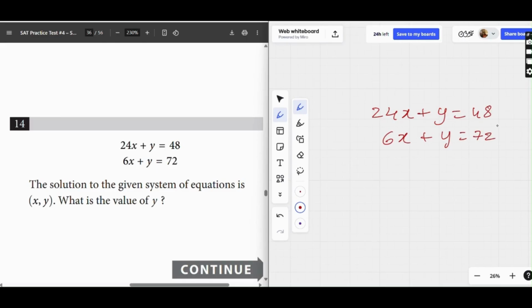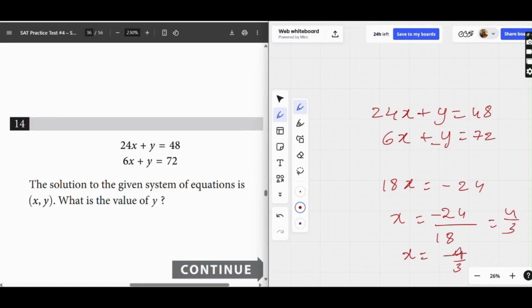Since y is already given, just subtract the y and you're going to get 24 minus 6, which is 18, x equals 48 minus 72. That's going to be 72, right? Minus 24. So it's going to be negative 24 divided by 18, which is nothing but negative 4 by 3.